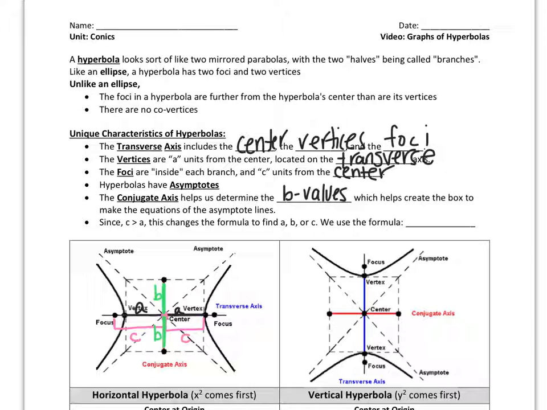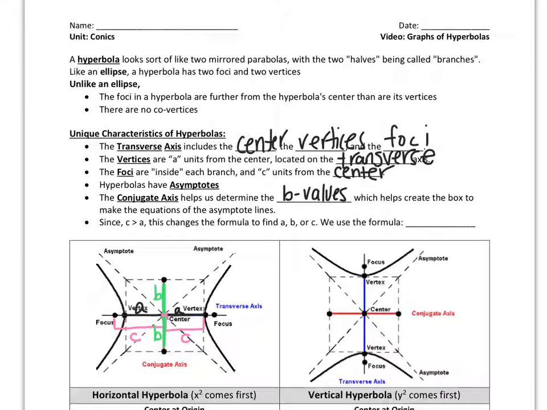Okay? Now, once we have our A values and our B values, we can make this box. This box helps us because see how this asymptote line goes through these two points? We need the box to make both of the asymptote lines. Okay, so let's read this part again. It says the conjugate axis helps us determine the B values, which helps create the box to make the equations of the asymptote lines.